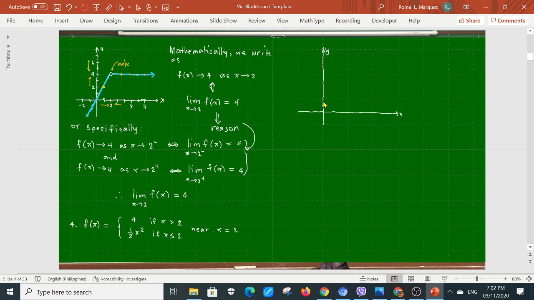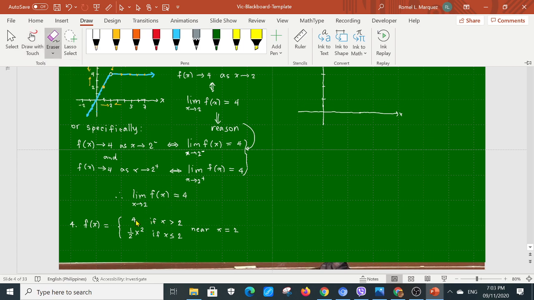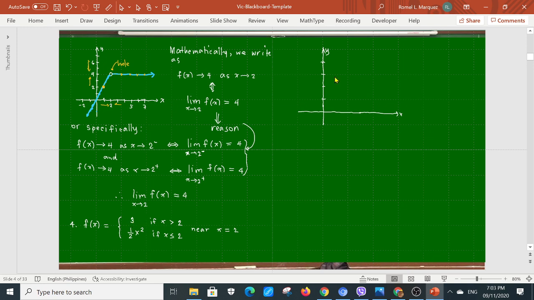1, 2, 3. Let's have 1, 2, 3, 4. Yan, 4 here. Okay, can I make it lower? Let's have it lower, para it will not be difficult for me to draw. O yan. 1, 2, 3, 4. So this is 4. And this is 1, no? This is 2. Okay, let's now start.